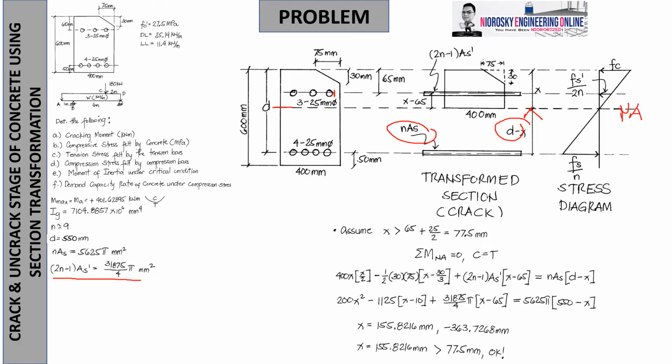Okay? So, that's why, as you plug all the values, you will get 155.8216 and negative 363. Again, we cannot accept negative distance. Then we check if our condition is correct: x is 155.8216, which is more than 77.5, so therefore okay. What if not? Let's say it was 160. Okay? You got 155, which is less than 160.